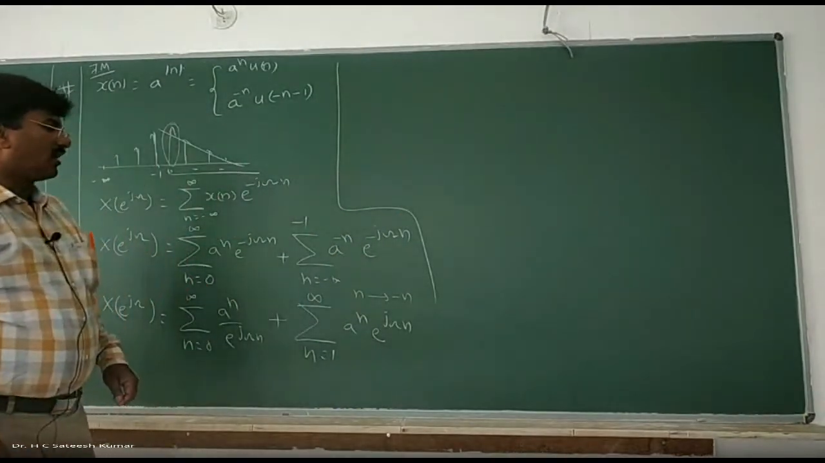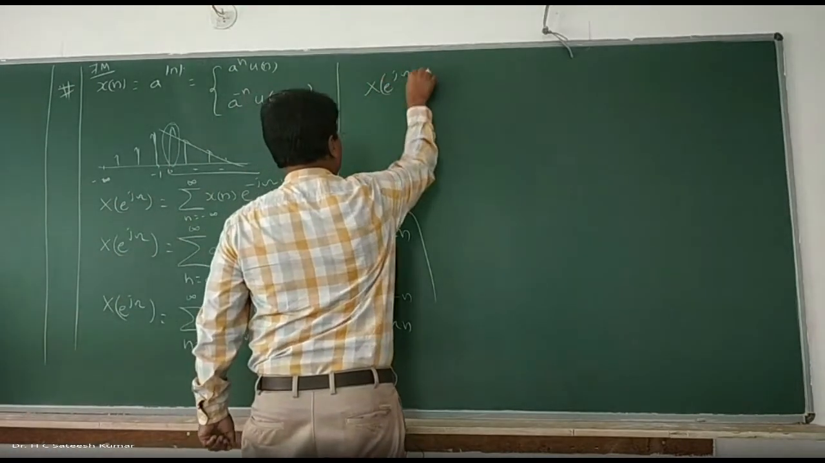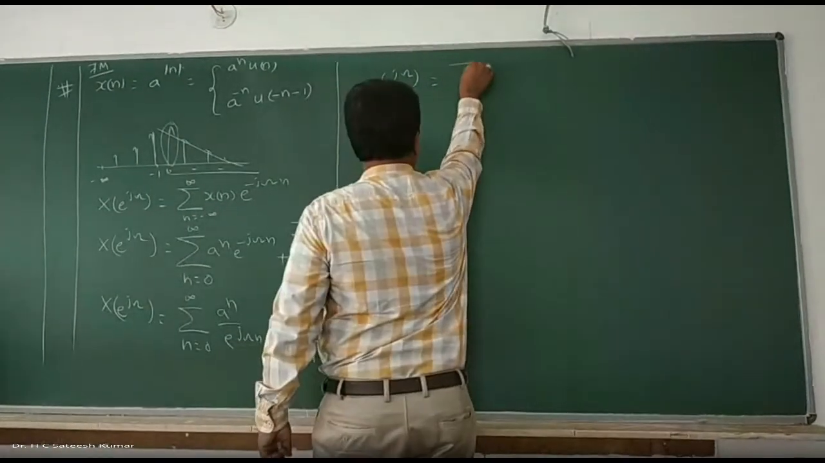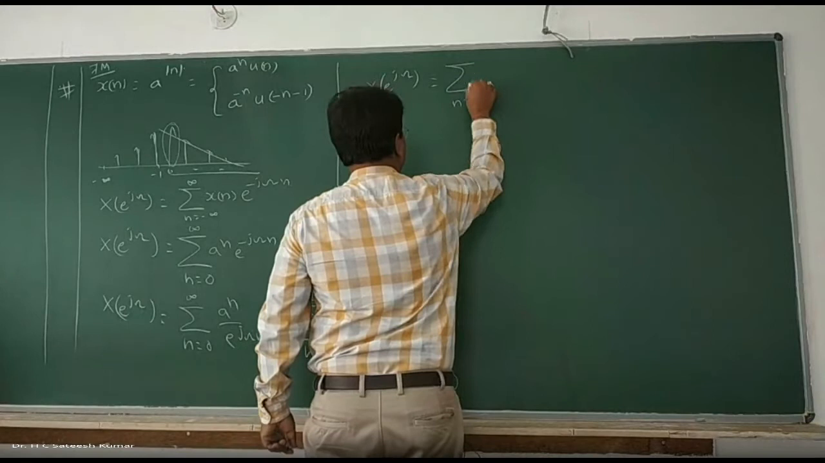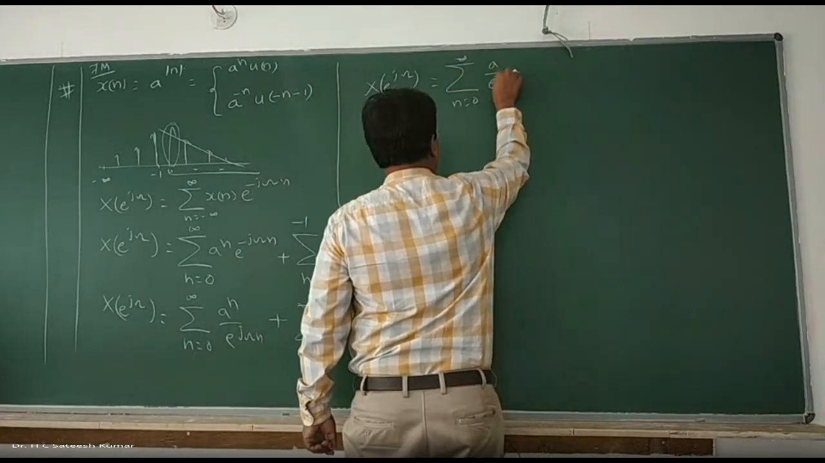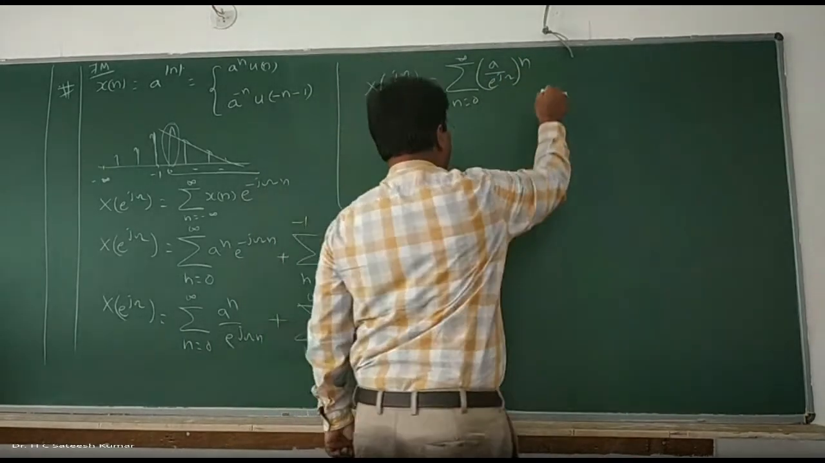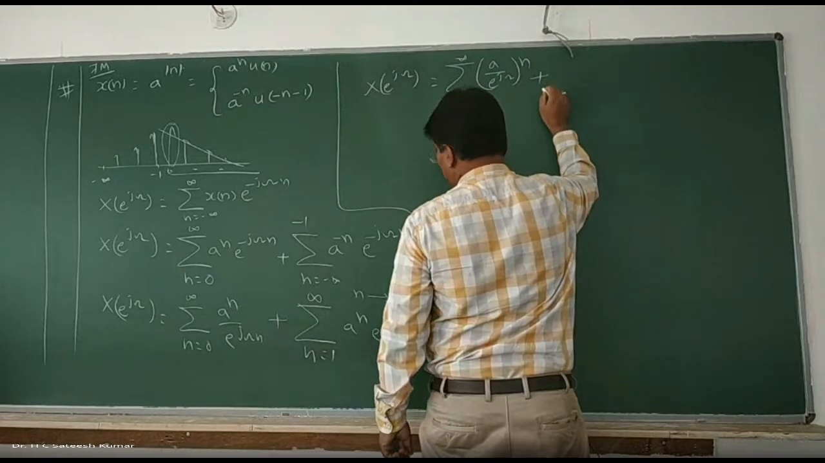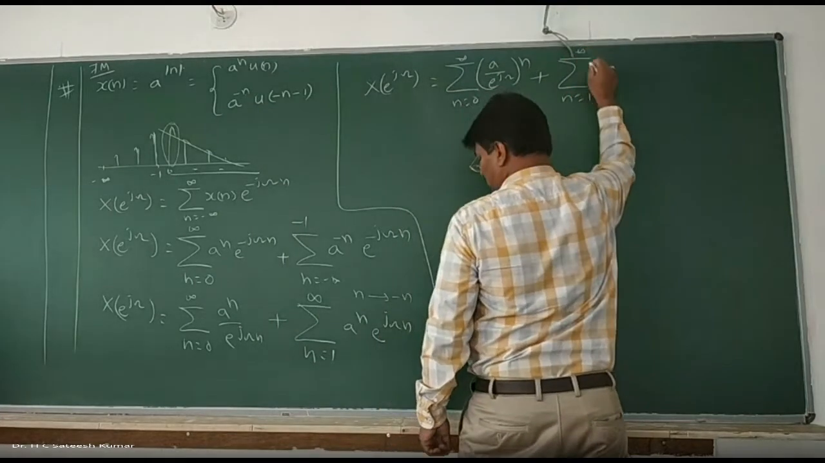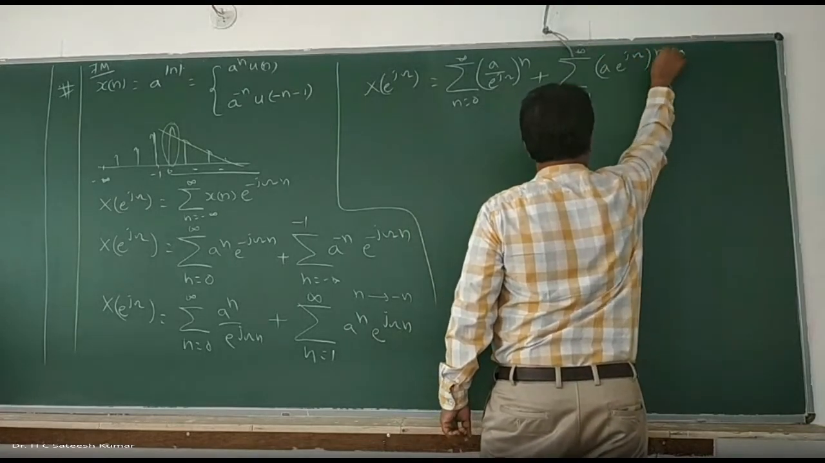Now X of e to the power of j omega is equal to summation n varies from 0 to infinity of a by e to the power of j omega whole power n, plus summation n varies from 1 to infinity of a into e to the power of j omega whole power n.